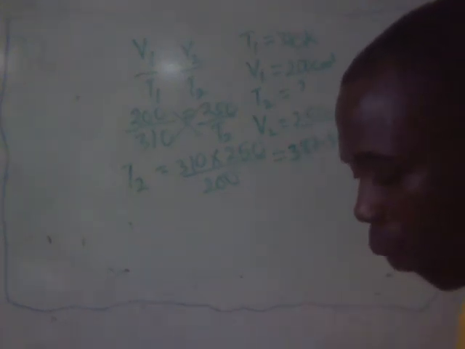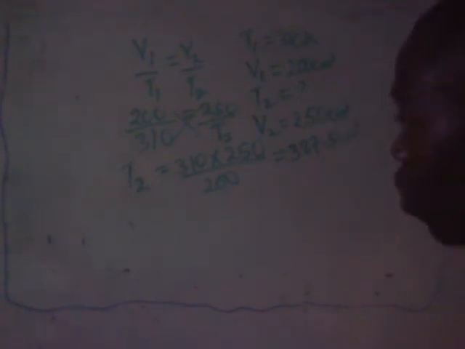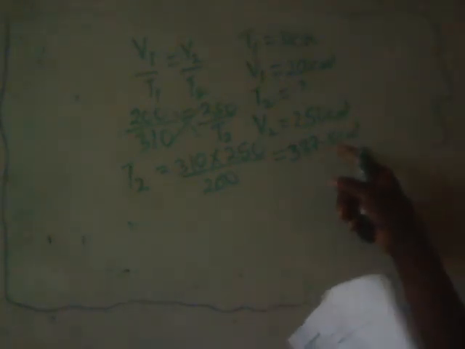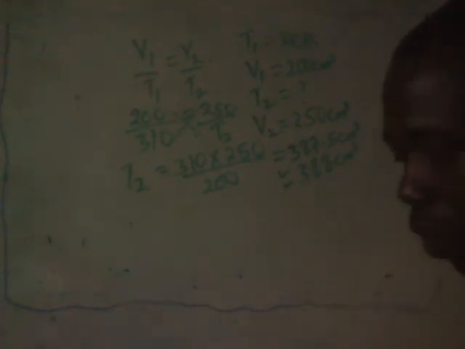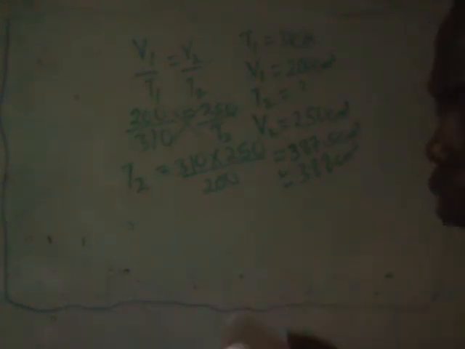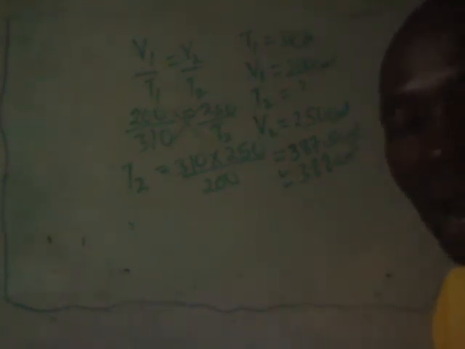Option A, 116, wrong. Option B, 273, wrong. Option C, 300, wrong. Option D, 370, wrong. Option E, 388. 387.5 is approximately 388 to the nearest whole number. So for number 60, option E is the correct answer.